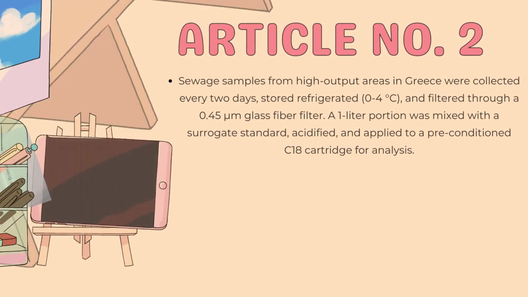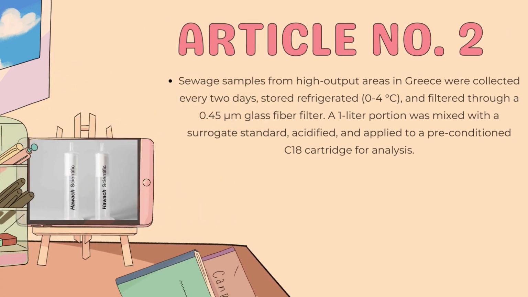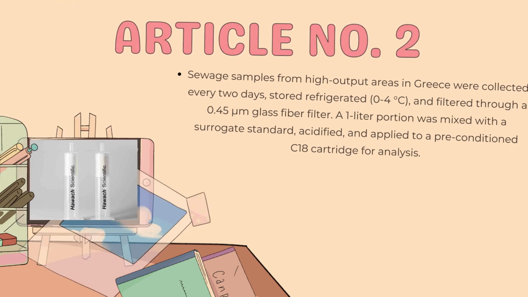For article number 2, sewage samples from high-input areas in Greece were collected every 2 days, stored refrigerated at 0 to 4 degrees Celsius, and filtered through a 0.45 micrometer glass fiber filter. A 1 liter portion was mixed with a surrogate standard, acidified, and applied to a preconditioned C18 cartridge for analysis.